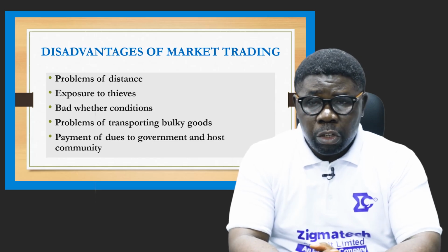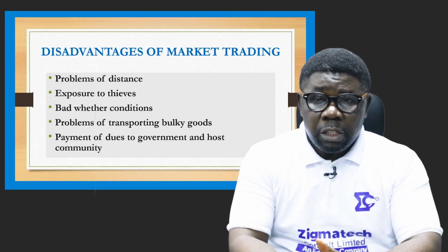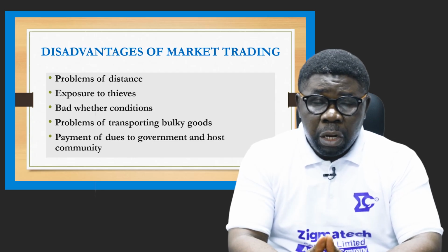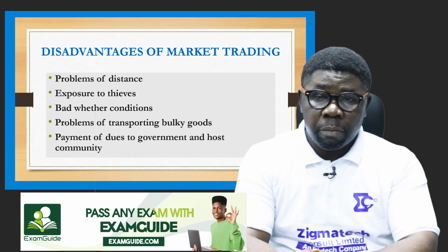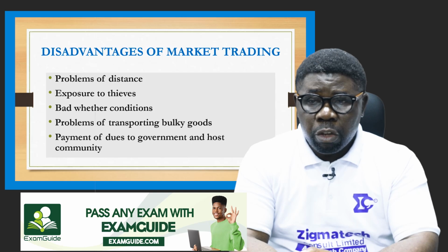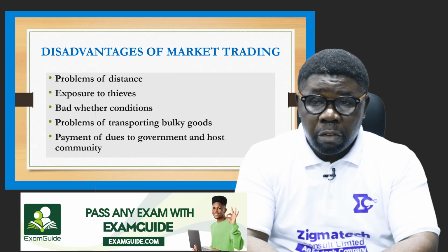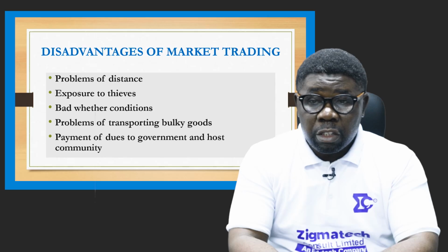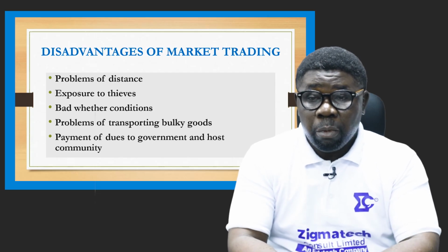Then bad weather conditions as well. Unfavorable weather can also limit their sales volume. There can be pressure to pack up and go because of negative weather conditions. That will reduce the amount of sales per period, and that's a disadvantage for market trading. Then the problem of transportation of bulky goods. Yes, of course, if you want to sell goods which are bulky and take them to the market, like cattle, you have to spend a lot of money and take a risk taking them to the market to sell. So it's a problem of transportation, a disadvantage to market trading activities in small-scale retailing.